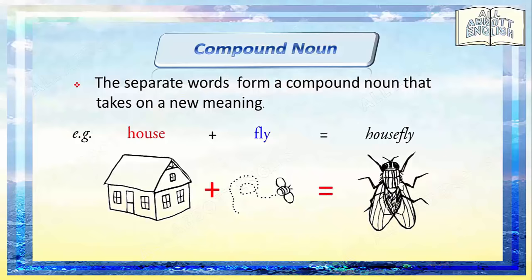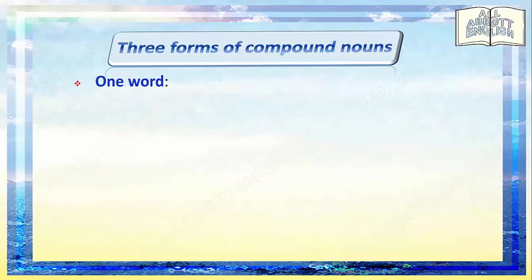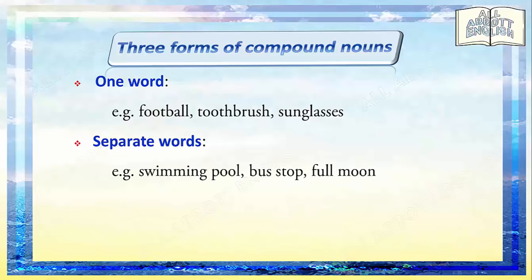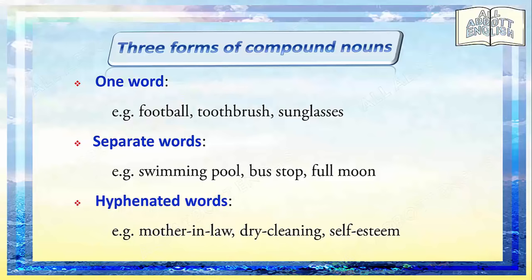There are three forms of compound nouns. In the closed form, the words are joined together as one word and act as a single noun. For example, football, toothbrush, sunglasses. Some compound nouns are written separately as two words. For example, swimming pool, bus stop, full moon. In the hyphenated form, two or more words are joined together by one or more hyphens. For example, mother-in-law, dry cleaning, self-esteem.